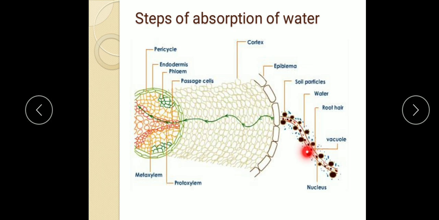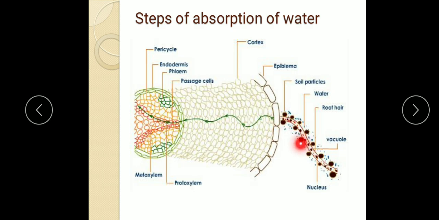Okay, so now you can understand that outside of the root hair cell there is more water. So the water from soil enters into the root hair cell as per the concentration gradient, which means water moves from higher concentration to the lower concentration. It means from soil to the root hair cell.